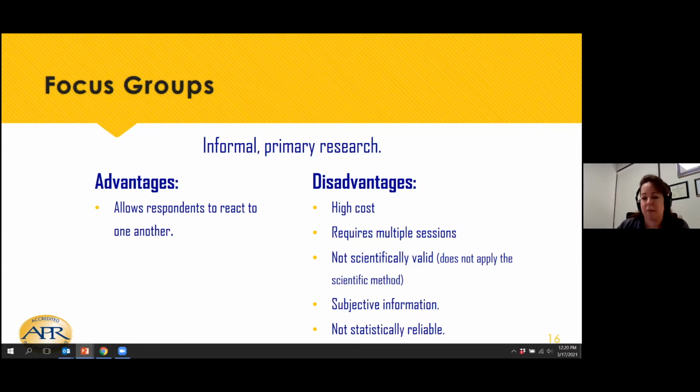It may require multiple sessions. The information's not statistically valid. So you're not using the scientific method. You can't extrapolate what the people in that focus group told you and say, well, this is how everyone feels, or this is how the majority of people feel, because it's only those people that were in the room. Usually you're collecting subjective information and it's not statistically reliable. However, it can be very valuable.